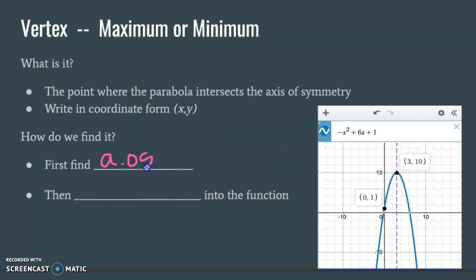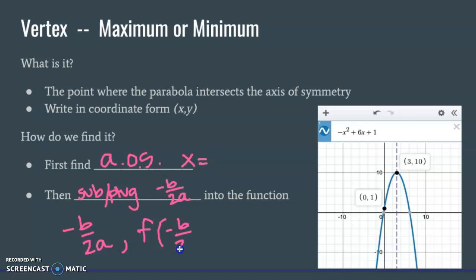First, find the axis of symmetry. I'm going to abbreviate that AOS. Okay, and it's going to be some x equals. Then substitute, or plug in, negative b over 2a, whatever value you get there, plug that into the function. So really what you have is negative b over 2a, and then you're going to find, what do I get when I plug in negative b over 2a? And that will give you your x and your y.